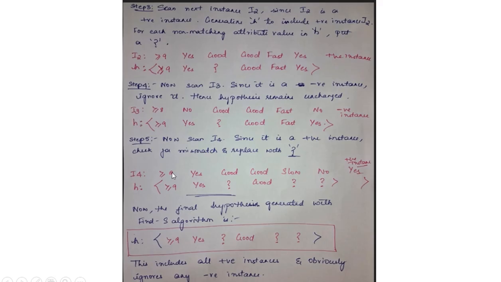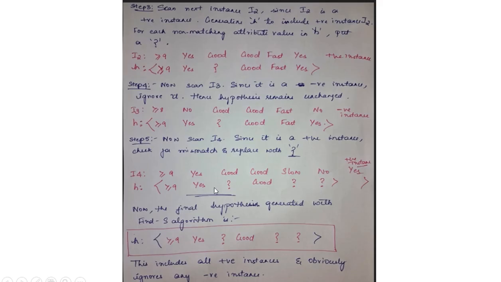Compare I4 to H. Greater than or equal to 9, it is the same, just copy it as it is. Yes, yes, copy it as it is. Good, you compare with question mark, so write the new hypothesis as question mark. Any comparison with the question mark is question mark. Good, you compare with good, it is the same, so copy it as it is. Slow, you compare with fast, it's different, there is a change in this attribute, so put a question mark here. No, you compare with yes, it's different, so put a question mark here.